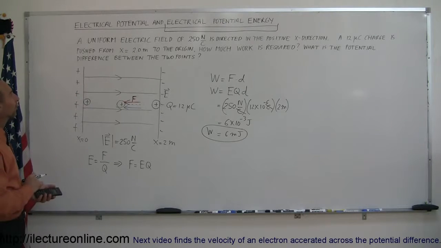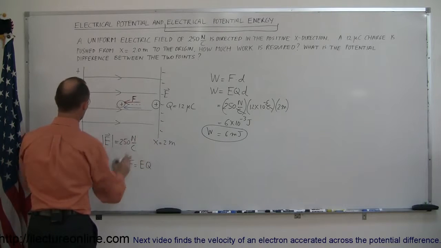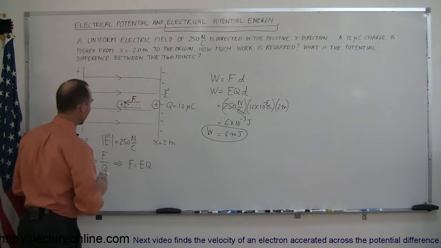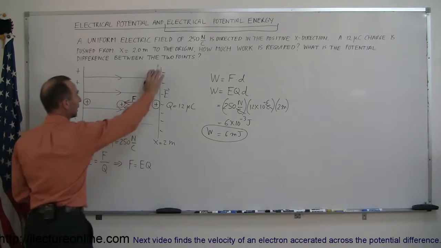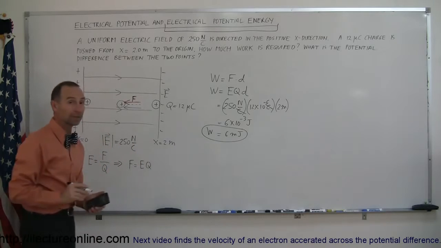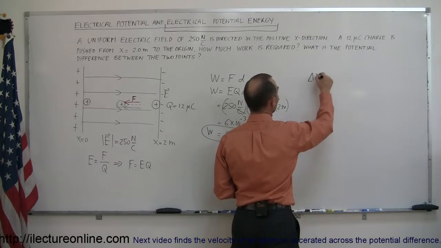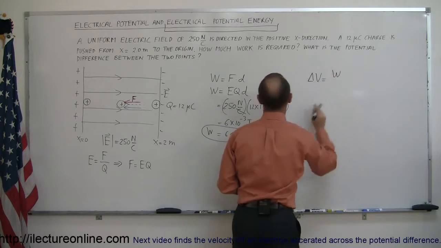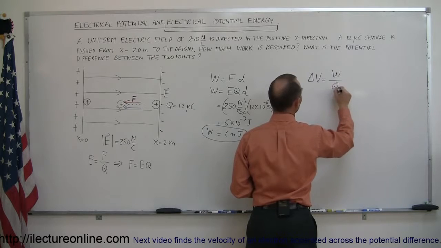All right, now it says, what is the potential difference between the 2 points? What is the potential difference between x equals 2 meters and x equals 0? Since, of course, the positive charge is over here, this should be at a higher potential. The negative charge is over here, that will be at a lower potential. And the definition of potential difference, delta V, is equal to the work done to push a charge across that distance divided by the size of the charge.